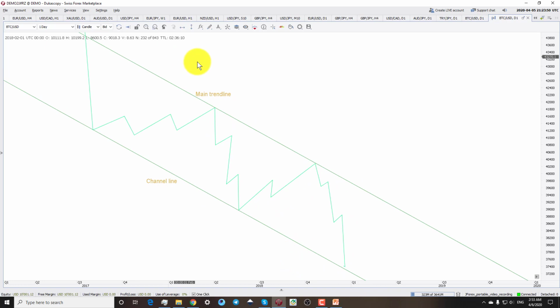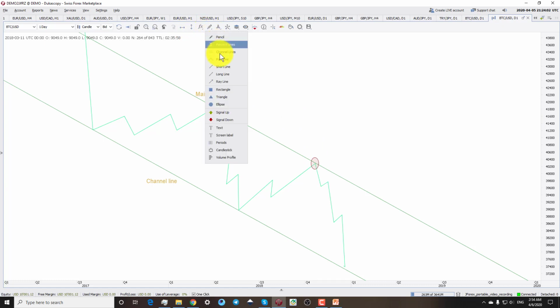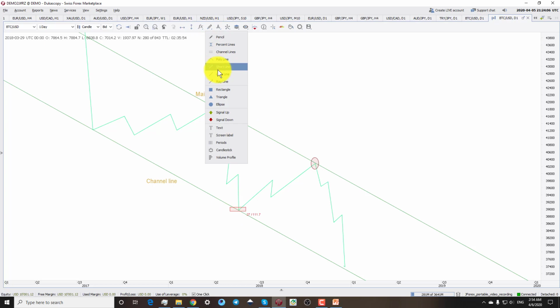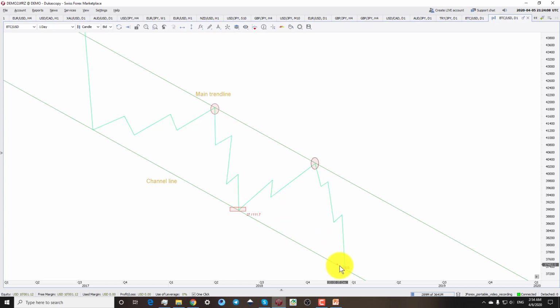I hope you got the idea now. So when the trend is down, you want to open the sell positions here, and you want to book your profits here at these tests. I hope I am very clear in this one.